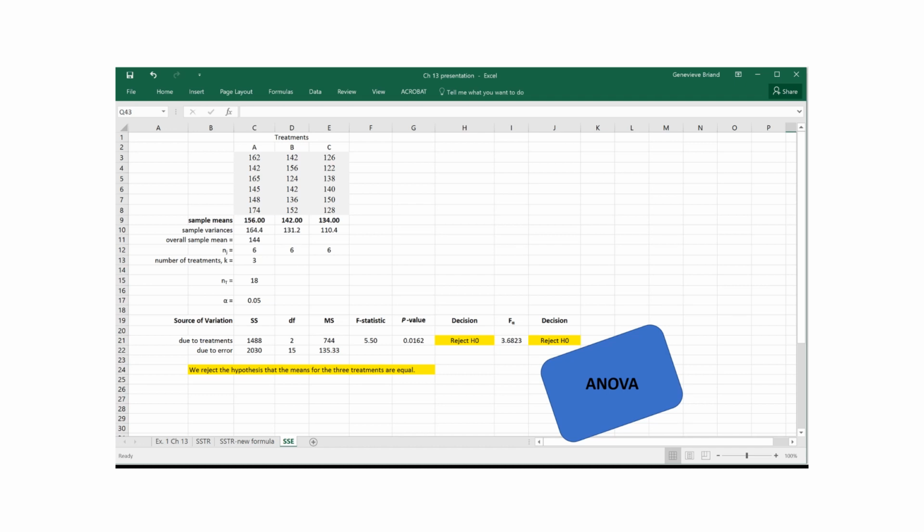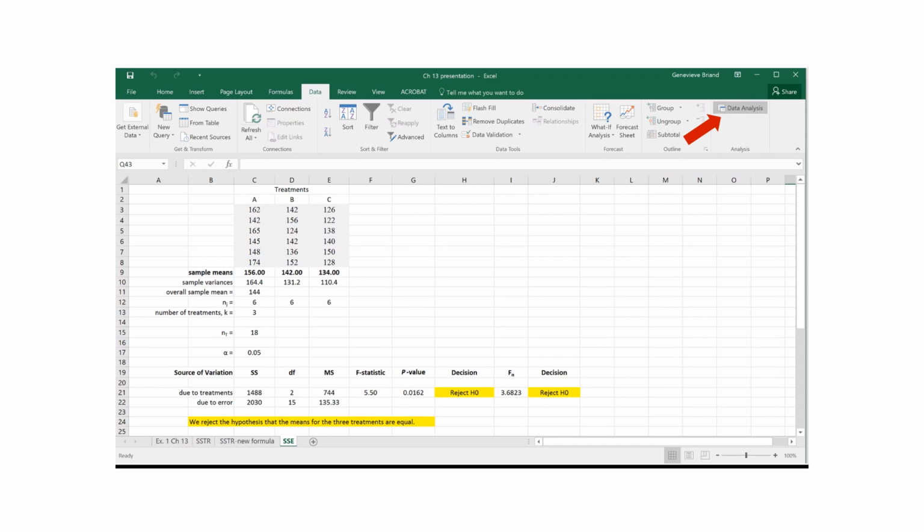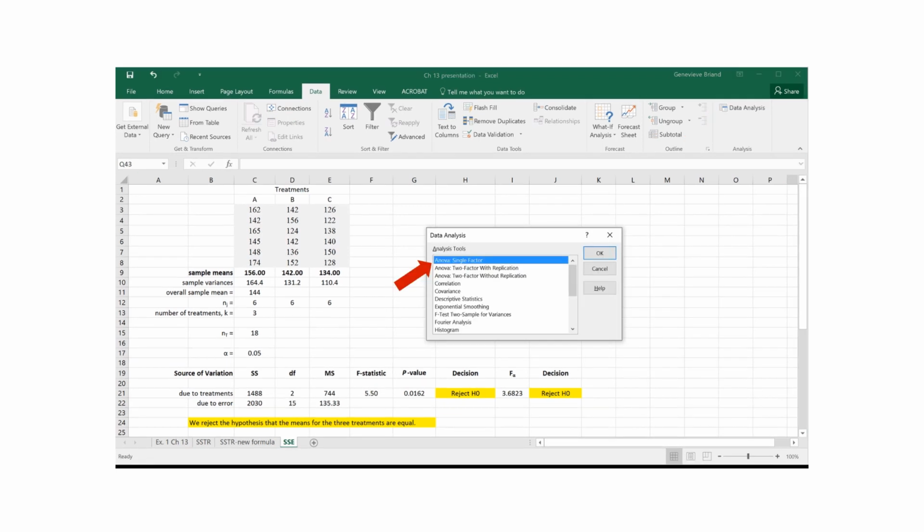Or alternatively, we can use Excel built-in ANOVA data analysis tools. So let's see how to do that. Select the Data tab, then the Data Analysis tools. Select ANOVA: Single Factor on the window that just popped up. You might have to scroll up to find the Single Factor ANOVA. Once you've found it and selected it, select OK.